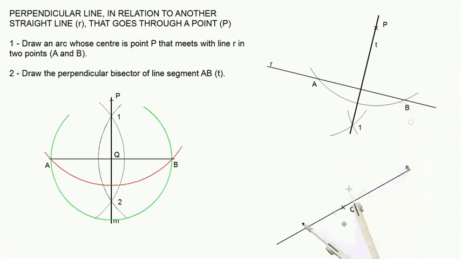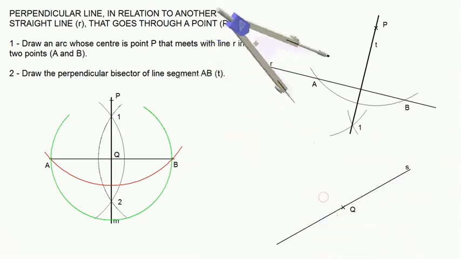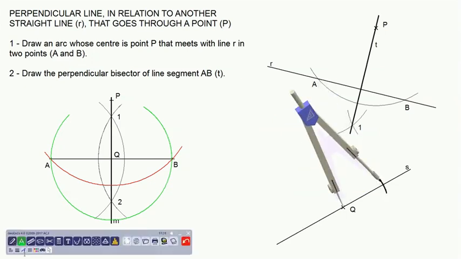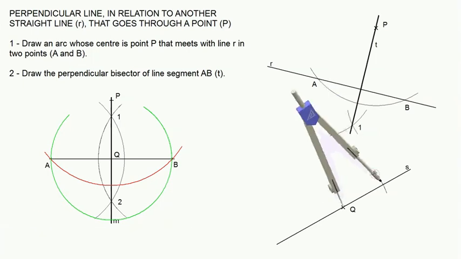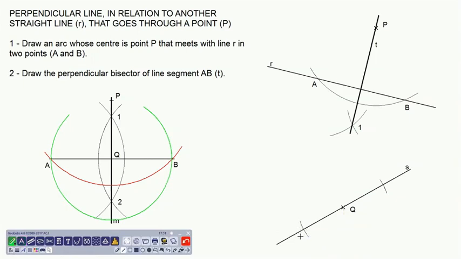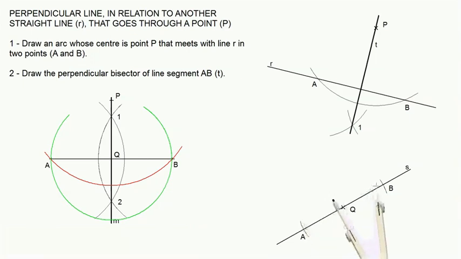Okay, we do the same exercise as before, using center point Q. We draw an arc that meets with line S in 2 points. This one, without changing the radius, and this one, points A and B. Now we draw the perpendicular bisector of line segment AB and we will have solved our exercise.